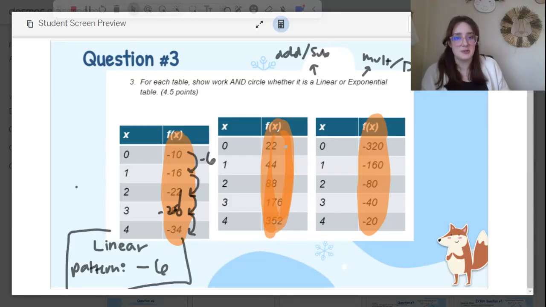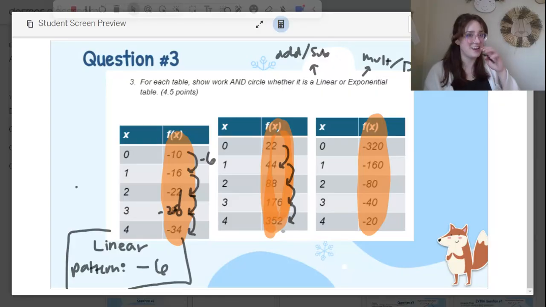All right, next one. How are we jumping from number to number? It looks like, oh my goodness, it's increasing very quickly. Going from 22 to 44, that's adding 22, but going from 44 to 88, that's not adding 22. So it looks like we could be multiplying. Remember to figure out the multiplication pattern if it's exponential, which it looks like it is, because we're going from 22 to almost 400. This is growing very fast.